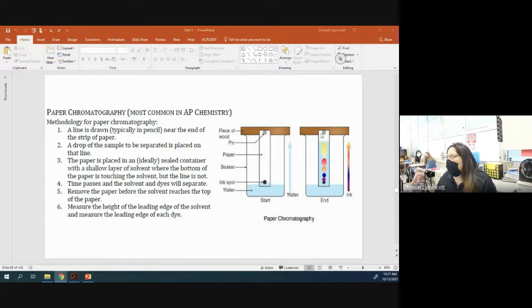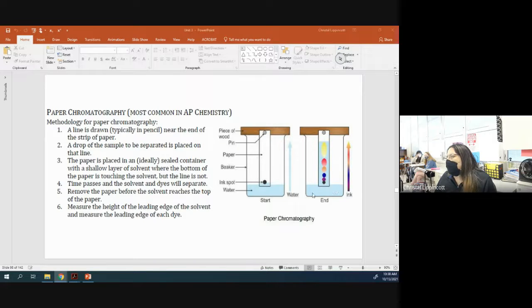Before it hits the very edge here, they will pull it out and they will draw another line. And that will indicate how far the solvent went. So if the solvent continued to climb up into here, they would mark that, and that would be the solvent front. And then they would measure how far each dye moved from the original line that was drawn down here. They then do a ratio of how far the dye moved over how far the solvent moved.